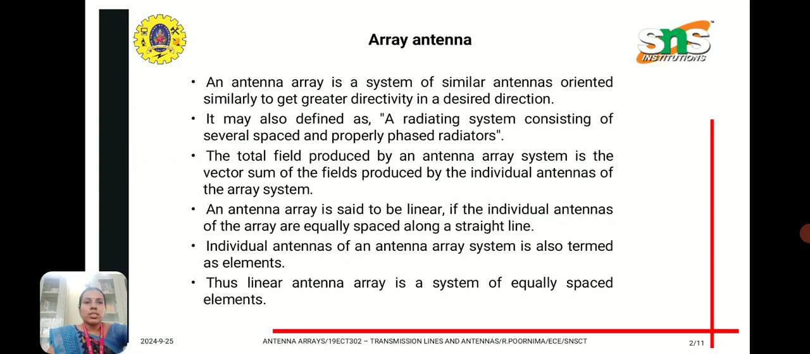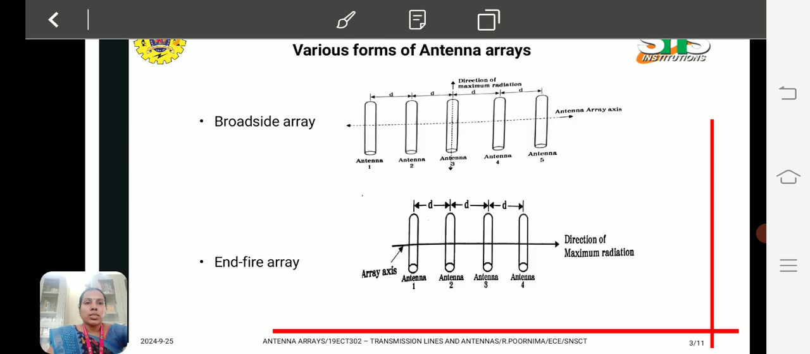So an array antenna is a system of similar antennas oriented to get greater directivity in the desired direction. It is also defined as a radiating system consisting of several spaced and properly phased radiators. The total field produced by an antenna array system is the vector sum of the fields produced by the individual antennas of the array system. An array is said to be linear if the individual elements are equally spaced. So a linear array has equally spaced elements.